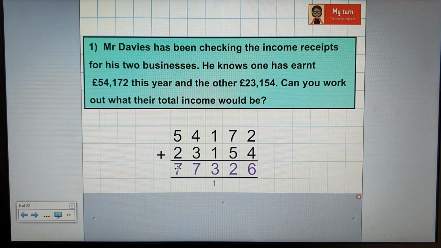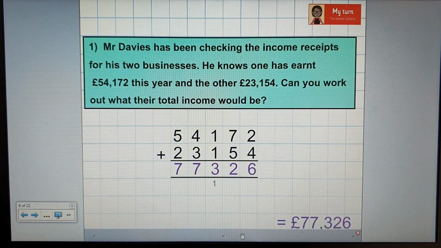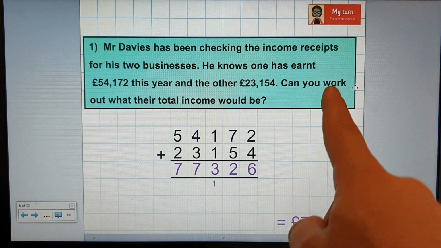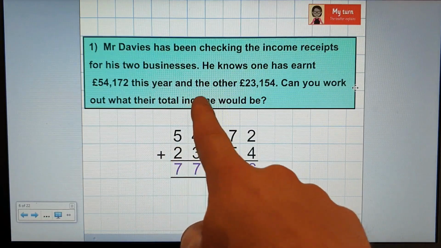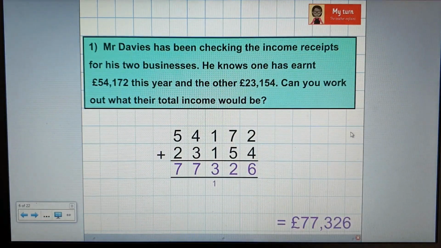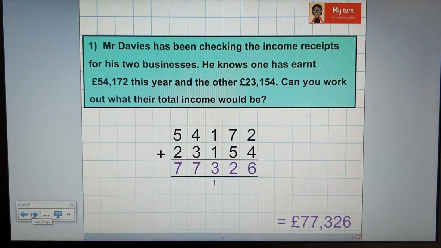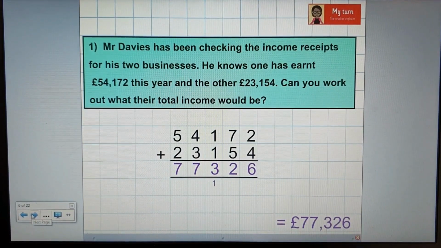So in total I've got 77,326. Now that's not just my answer, okay? I need to remember that I'm going to need to put the pound sign back in and actually write my answer how he needs it, because it says, can you work out what their total income would be? Okay, let's move on to the next one.